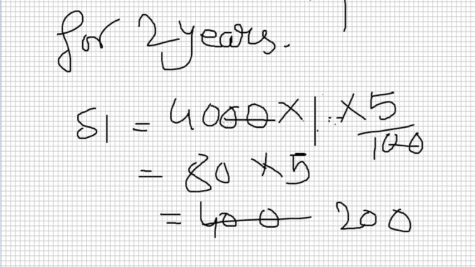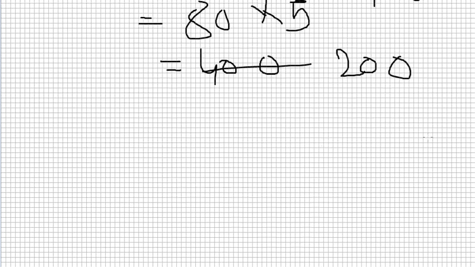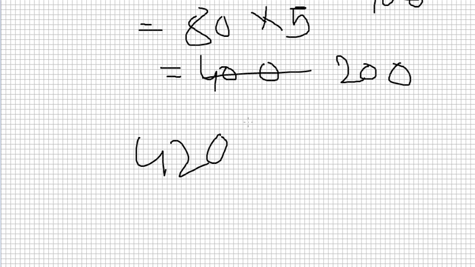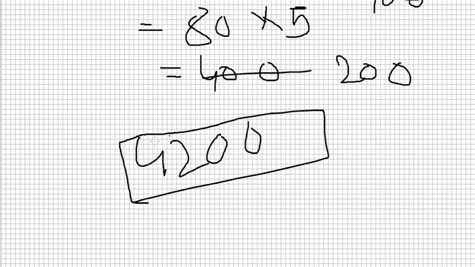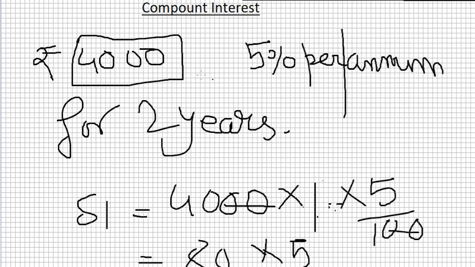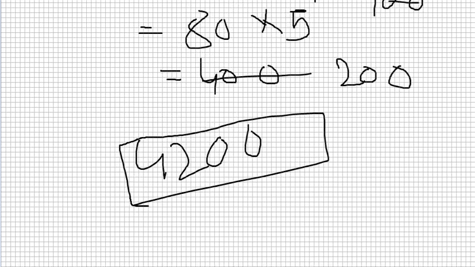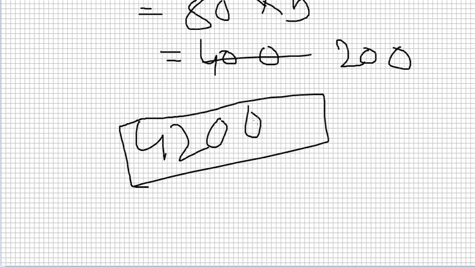So if we add 200 to 4000, what is the answer? 4200. And what is 4200? It is the amount we get after 1 year if we keep it at 5% per annum for 1 year. 4200 rupees we are getting after 1 year. So what do we get after 2 years?